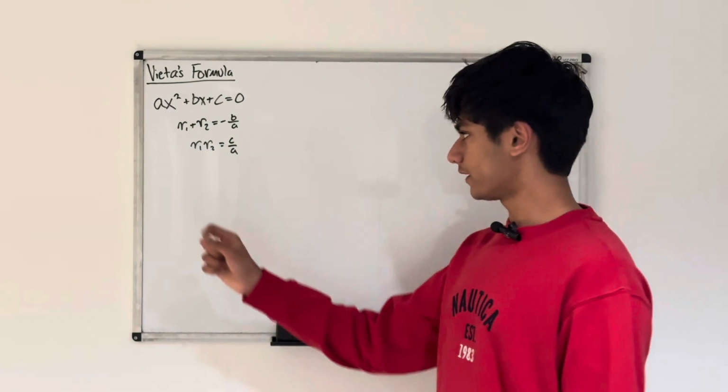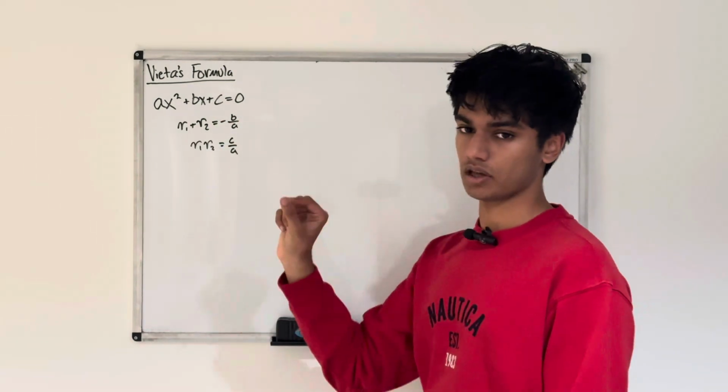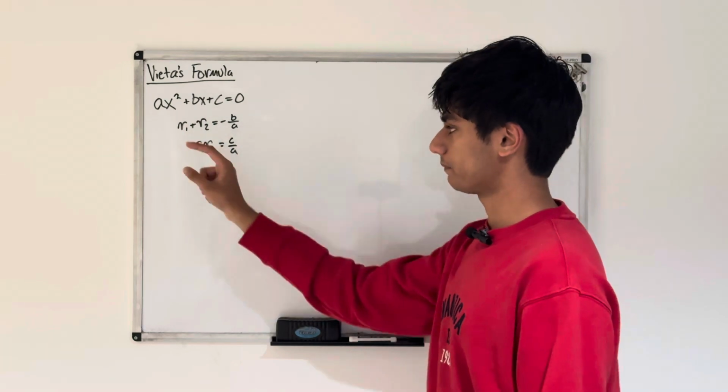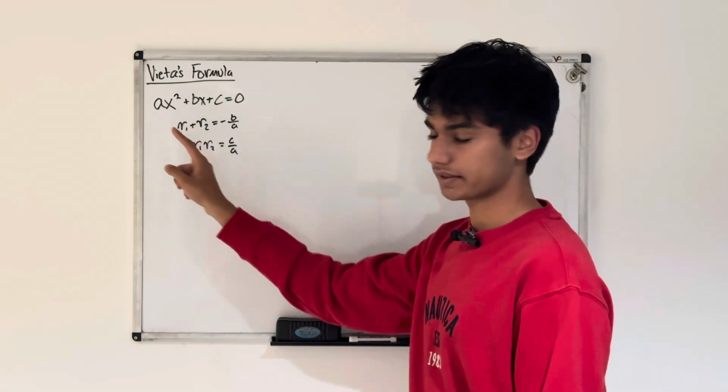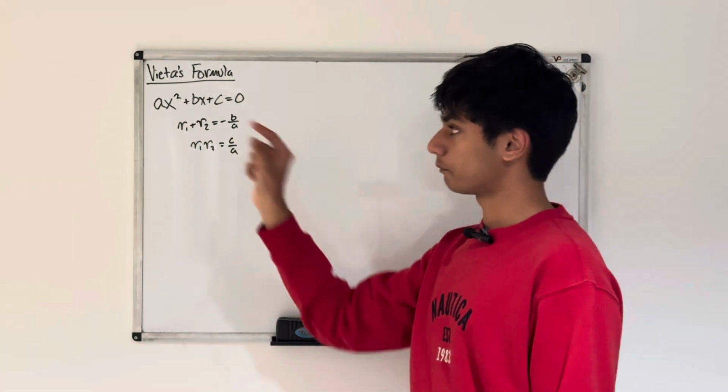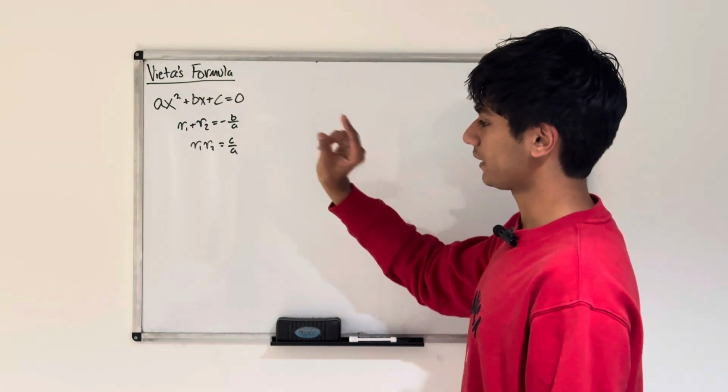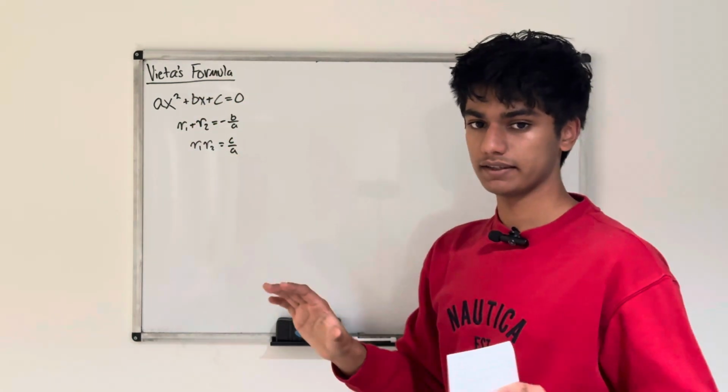So to start, you might know that if we're given a quadratic, the sum of the roots is going to equal negative b divided by a, and the product is going to equal c divided by a. But with Vieta's formula, what we can do is expand this definition to any degree polynomial.